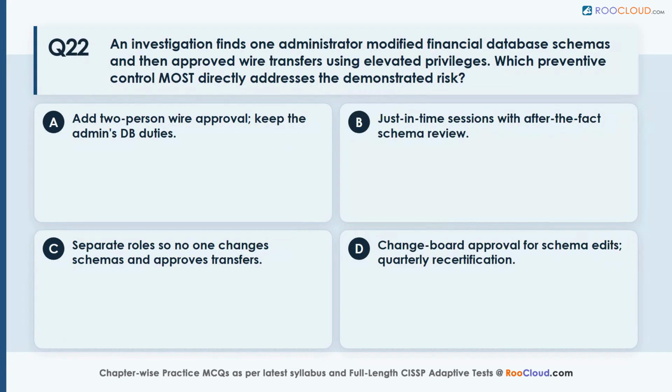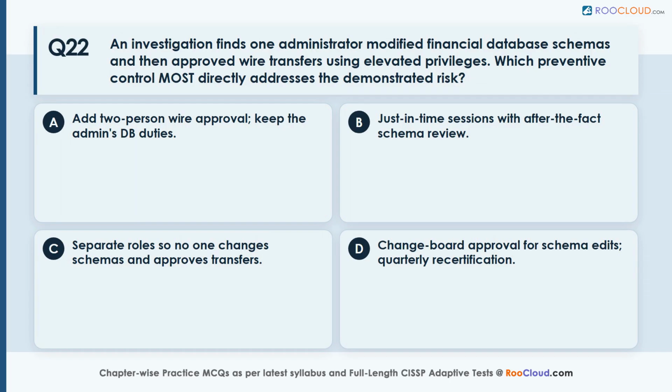Question 22. One person changed the financial schema, then approved the wire transfers. Say that out loud, and the control names itself. The risk is a toxic combination of duties in one identity. Option A adds 2-person approval on transfers but keeps the admin's database duties. The same person can still both change and benefit.